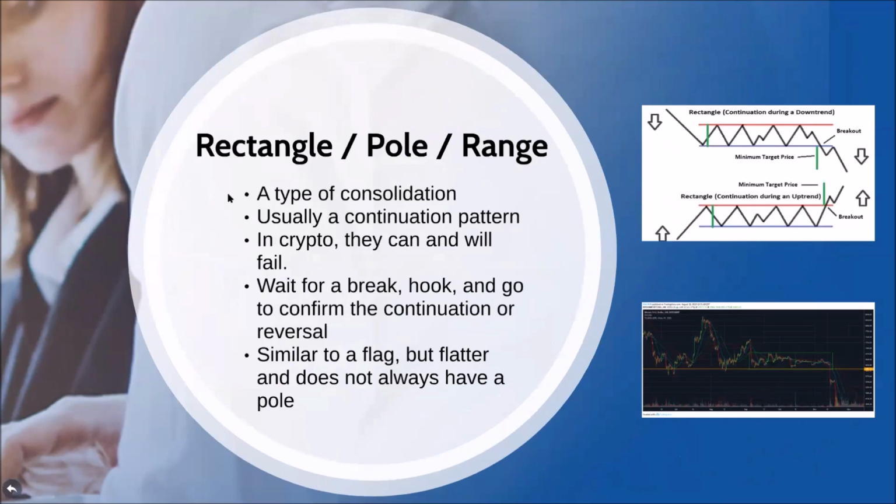And so whether you call it a rectangle or a pole, in the big scope, it can be called a range. It's a type of consolidation. It's usually a continuation pattern, but in crypto, you can get poles that don't work. They happen all the time. That's why you want to wait for a break, hook and go to confirm that continuation or reversal out of the pole. It's similar to a flag in its function, but it's flatter and it doesn't always have a pole.